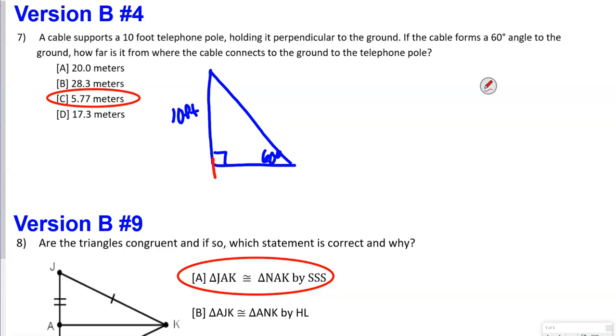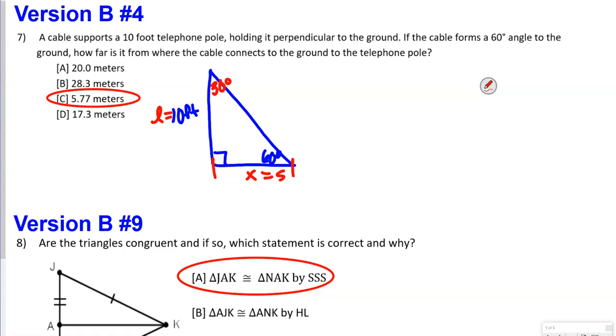So we're actually looking from where the cable touches the ground, right there. We're looking for that, right? So this is going to be a 30, 60, 90 triangle again, right? So that formula, and this is the long leg because it's opposite the 60-degree angle. And aren't we looking for the short leg?